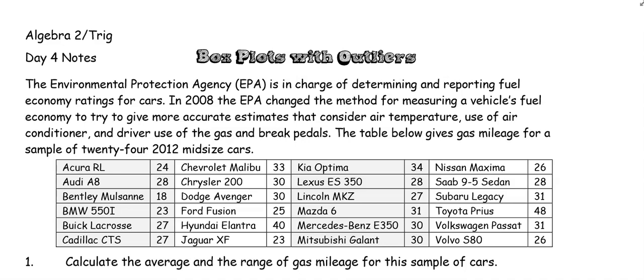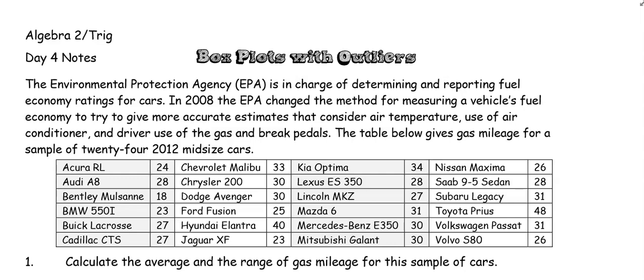And we're starting off with the EPA, and they are in charge of determining and reporting fuel economy ratings for different cars. So we're going to be looking at different kinds of cars here that you see in the chart. In 2008, the EPA changed the method of measuring a vehicle's fuel economy to try to give more accurate estimates that consider air temperature, air conditioner, and driver use of gas and brake pedals. The table below is going to show the gas mileage for a sample of 24 2012 midsize cars.